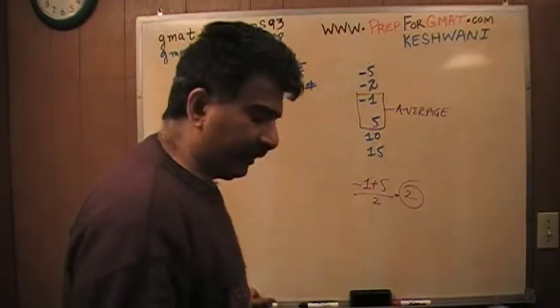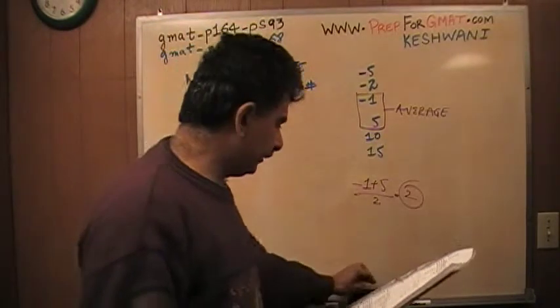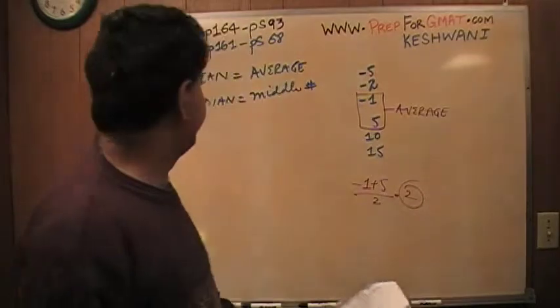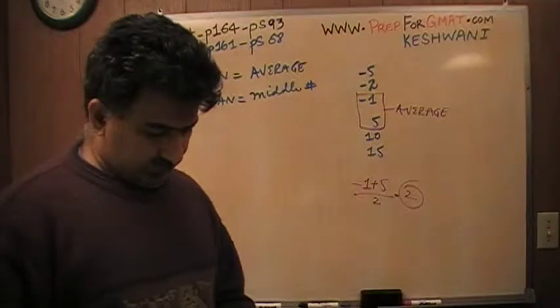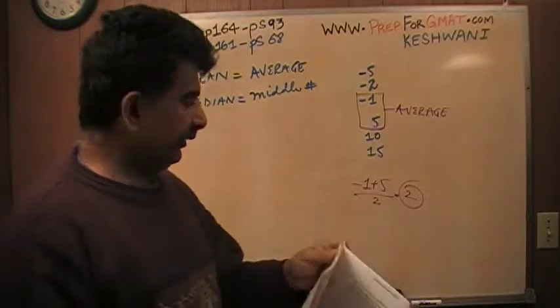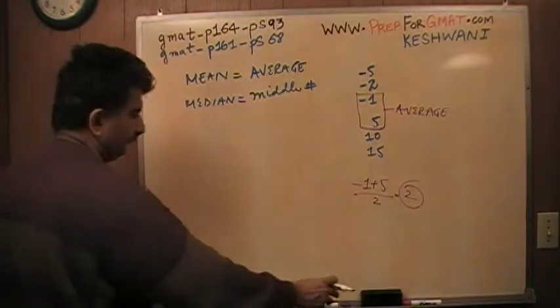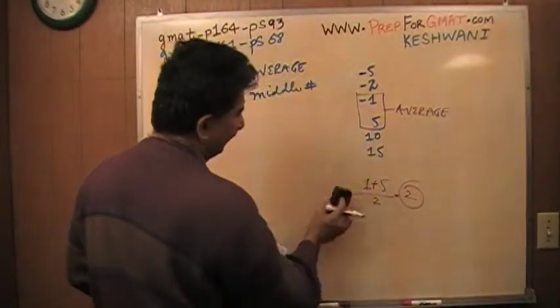Similarly here, in this problem number 93, we have a list of numbers. So that was it. I'm going to erase this now.